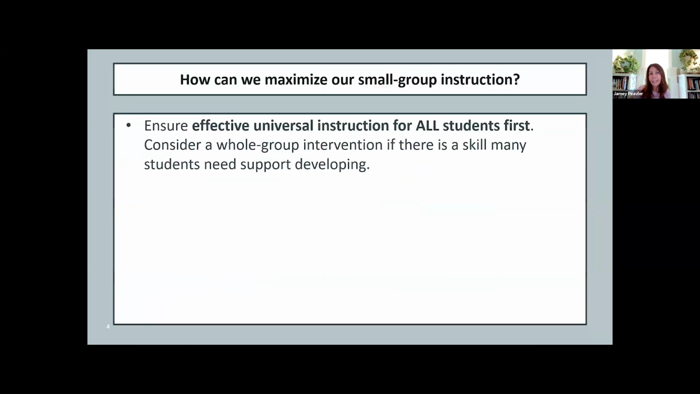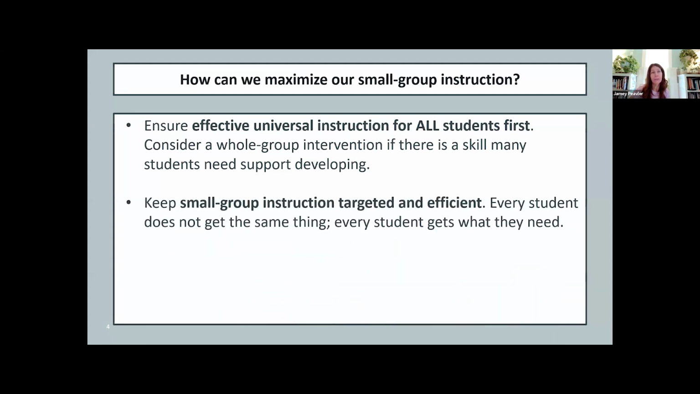So if we want to maximize small group instruction, we actually have to do some groundwork first, and that involves making sure that our universal instruction is working. So you've likely heard many people say you cannot intervene your way out of a core problem, and that's true. We usually do not have the human capacity and the scheduling resources available to meet needs of students in small interventions. When we have high proportions of students that are not meeting grade level benchmarks on specific skills, we actually have to back up and address our core or universal instruction first.